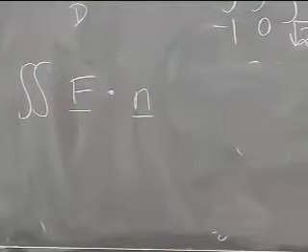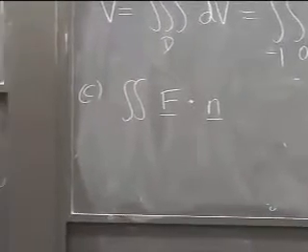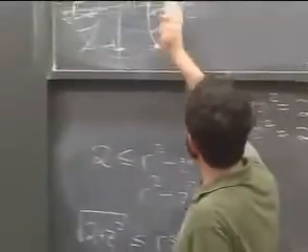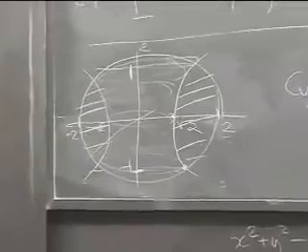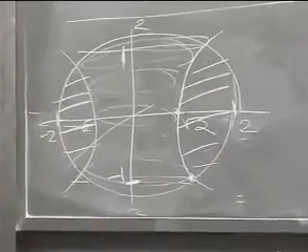Let me just make sure I get this right. Okay, S is the boundary surface of this region. Good. So S is actually the whole boundary, not just the outer part of the boundary. Thank goodness for that. So this is what we need. This is the outward flux.